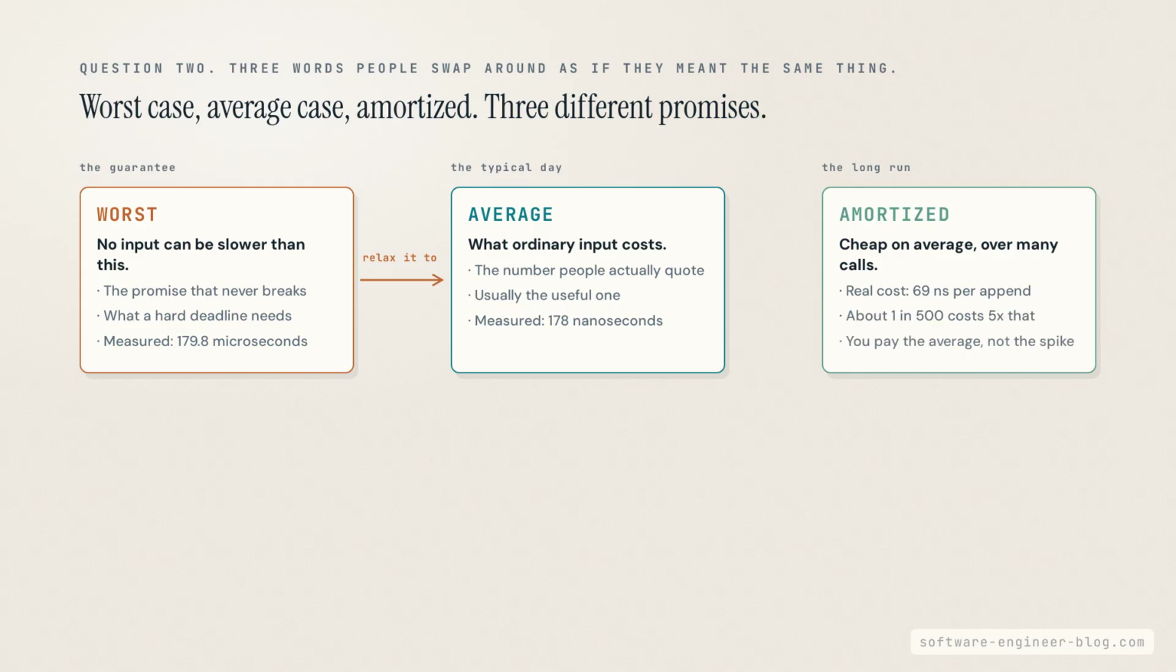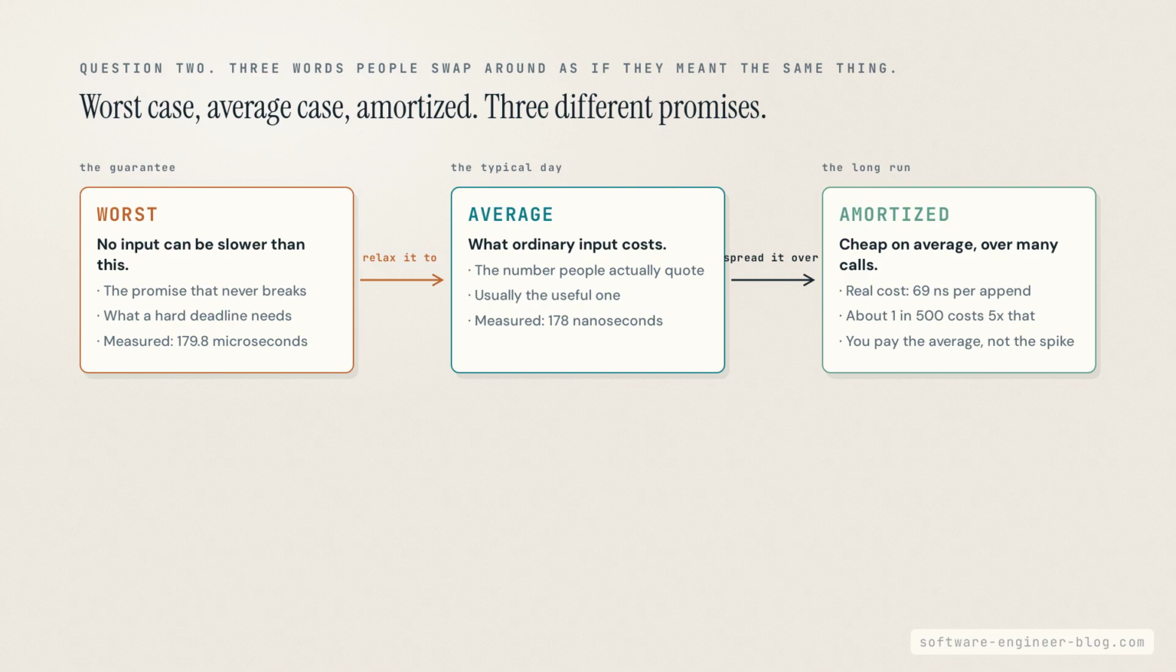I built a dictionary of 5,000 keys and measured a lookup, about 178 nanoseconds. Then I changed one thing. I made every key hash to the same value, so all 5,000 land in one bucket. Same class, same comparison, one function different. The same lookup took 180 microseconds, 1,000 times slower, and it doubles every time the dictionary doubles, because the dictionary has quietly become a list that you have to walk.